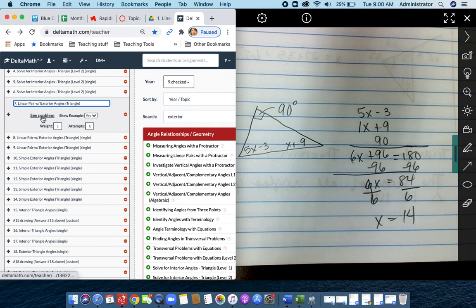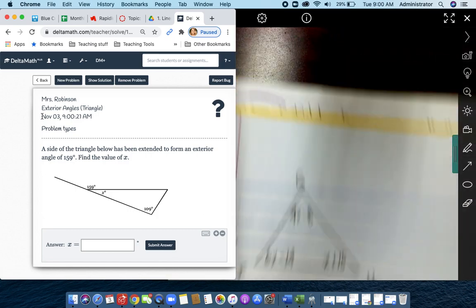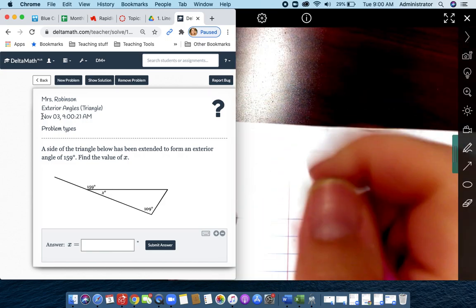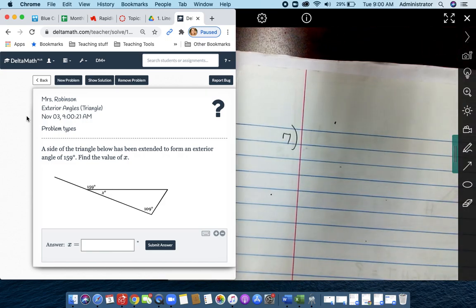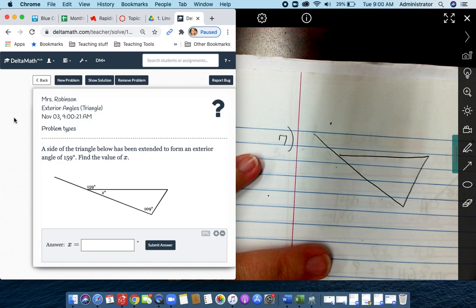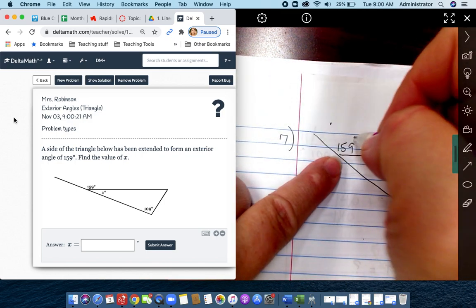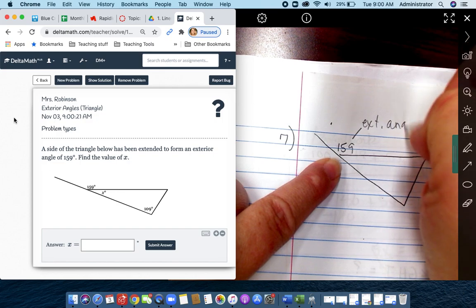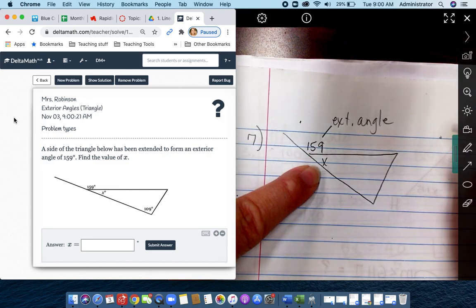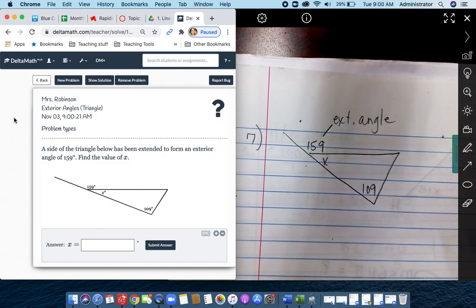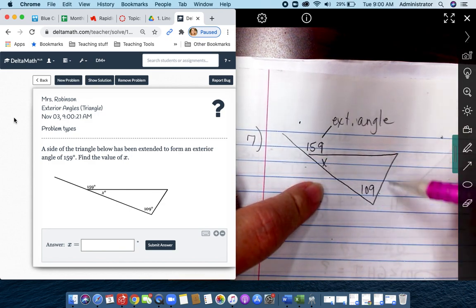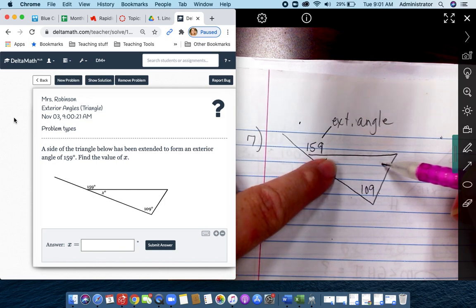All right, I'm next going to do number 7. So for number 7, notice, and I do want you to put this in your notebook. I have this angle out here, that's 159. This is an exterior angle because it is outside. Remember, interior is inside, exterior outside. My job is to find the value of x, and they give us 109. So there's a couple different approaches. We could use the exterior angle sum theorem, but then we'd have to find this one.